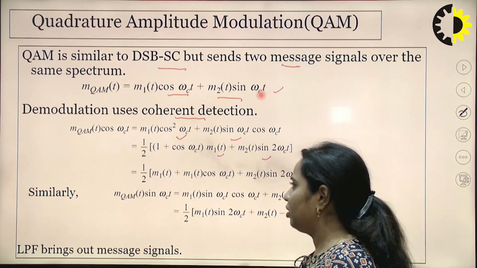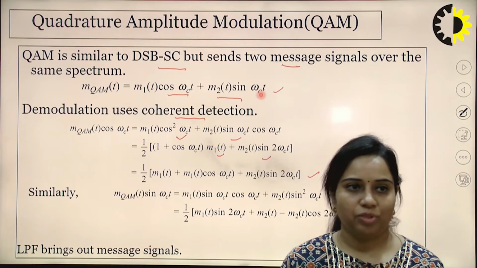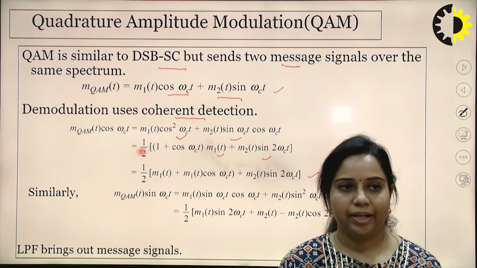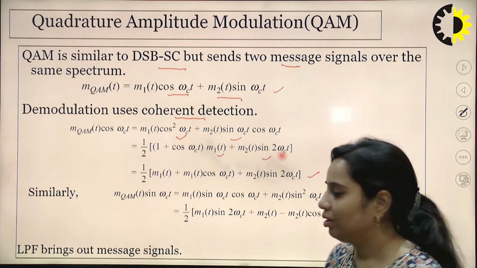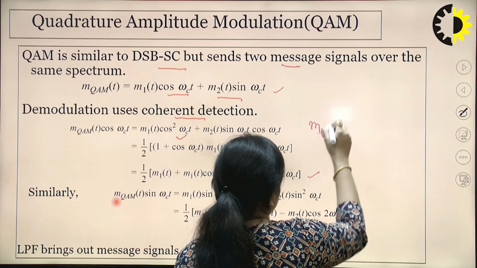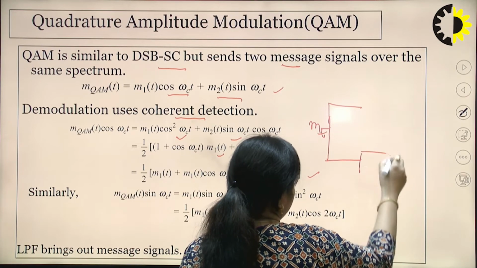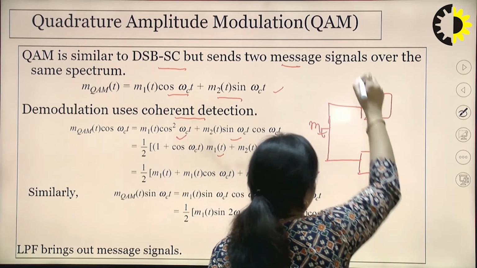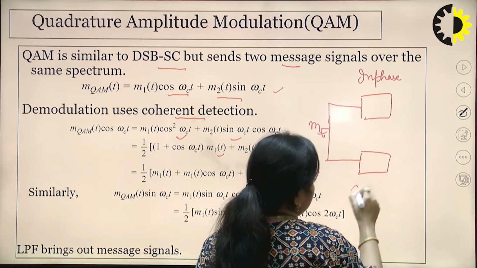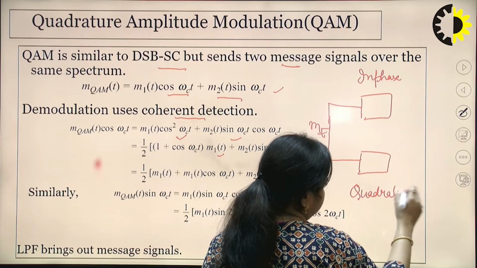Similarly, at the lower hand side, we divide this received signal m(t) into two paths. First is the in-phase component, another is the quadrature phase component. Like this is the m(t) signal. Now this will be divided into two arms. First one is the in-phase component, and this is the quadrature component.